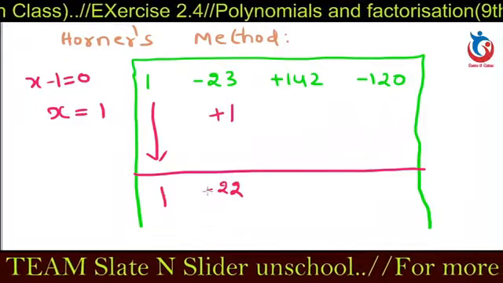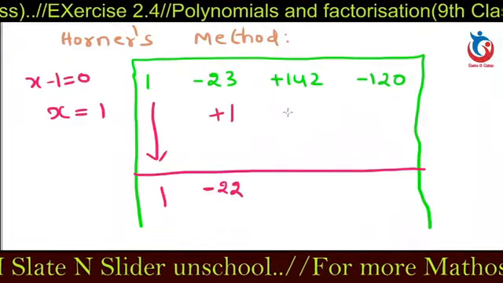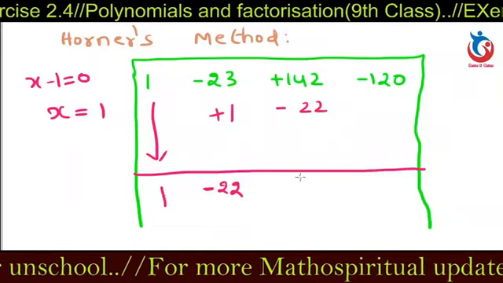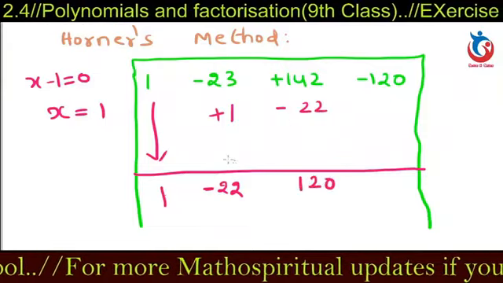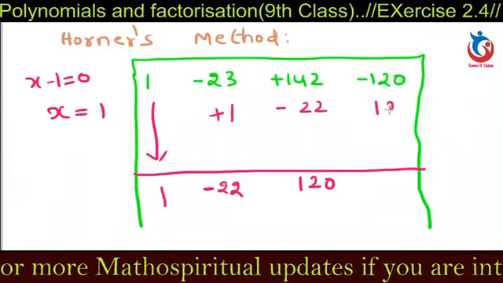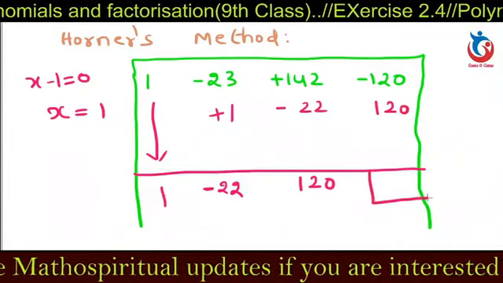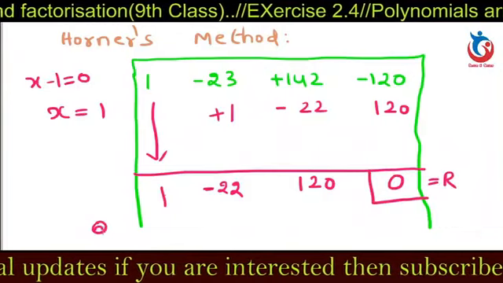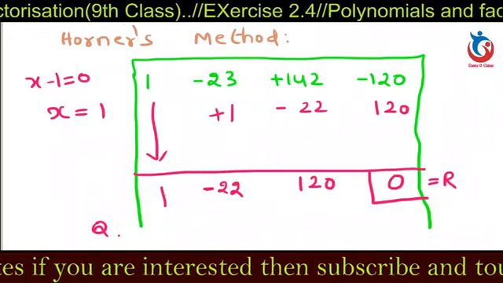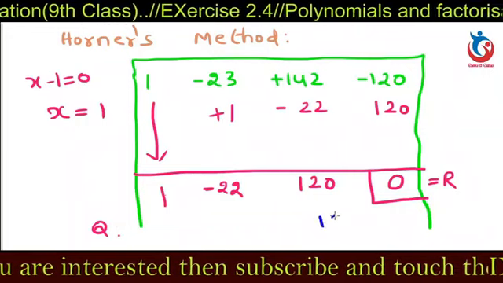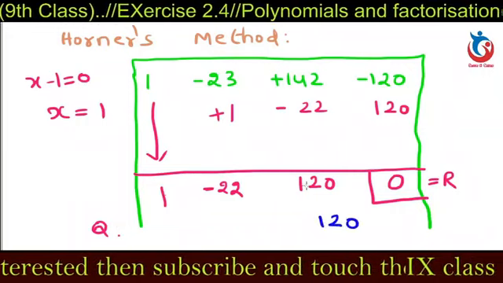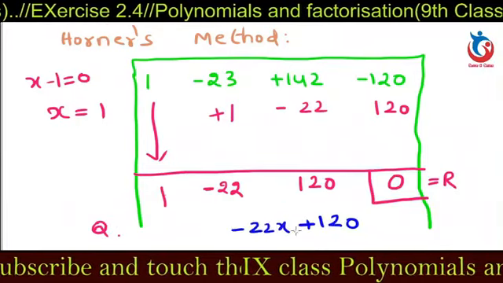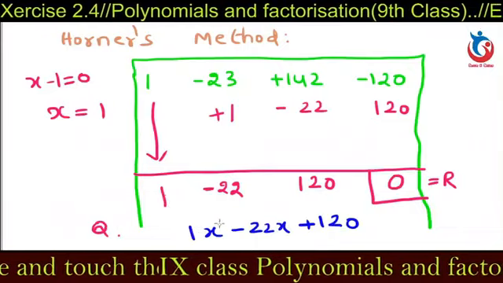And 1 into minus 22, so it is minus 22. So we get 120. Next 120 into 1, so this is 120. So minus 120 plus 120 we got 0. Already I said it is the remainder, and here it is the quotient. So the quotient is the constant 120, the x term minus 22x, and the x square term, that is 1x square.